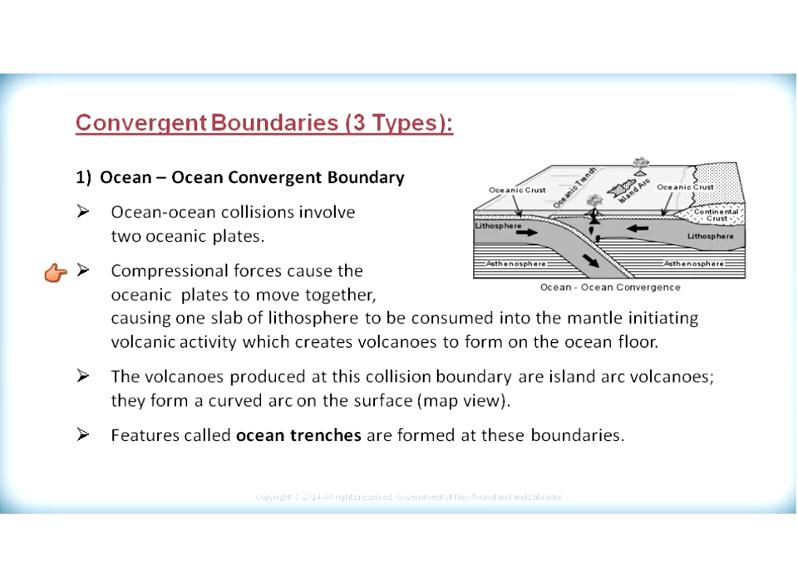Compressional forces are the main types of forces which cause oceanic plates to move together, causing one slab of the lithosphere to be consumed into the mantle, initiating volcanic activity, which creates volcanoes to form on the ocean floor. The volcanoes produced at this collision boundary are island arc volcanoes. They form a curved arc on the surface when you take a map view, that is an overhead view. Features called ocean trenches are formed at these types of boundaries.